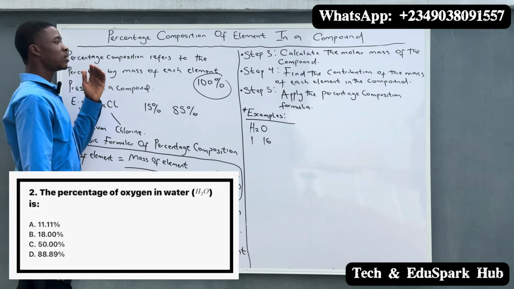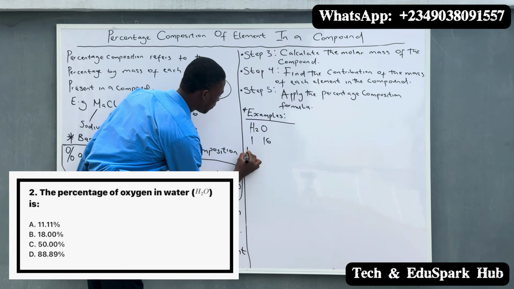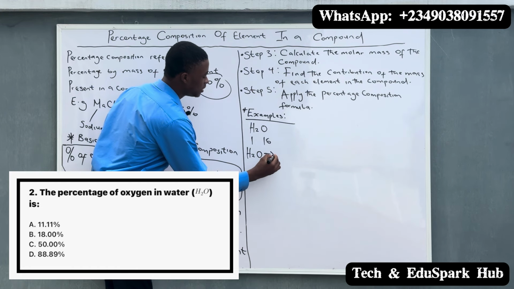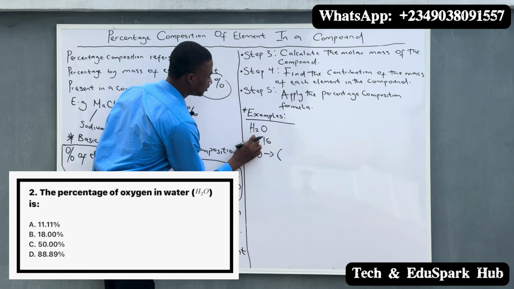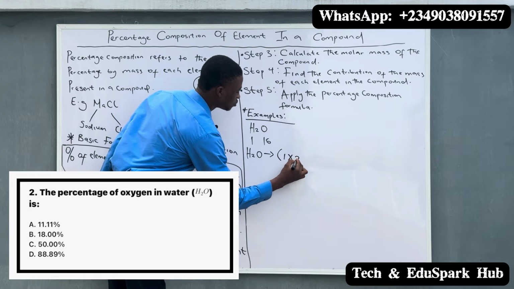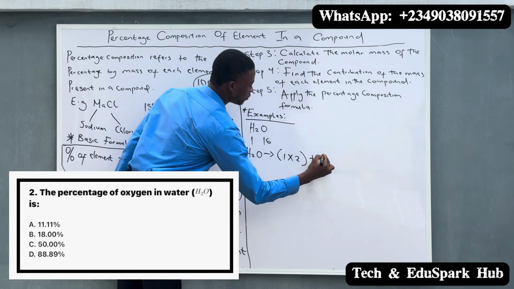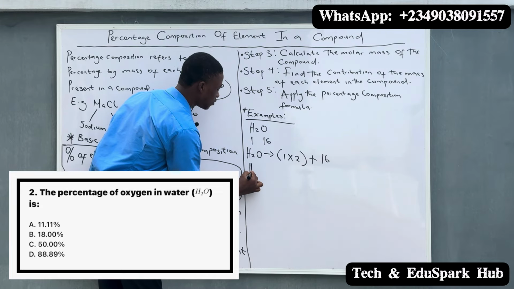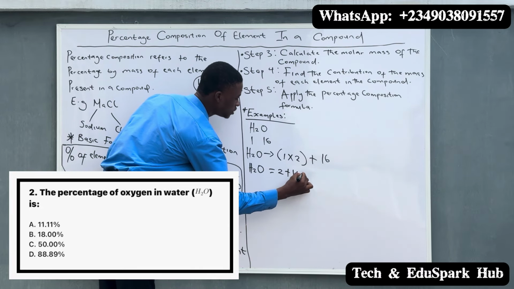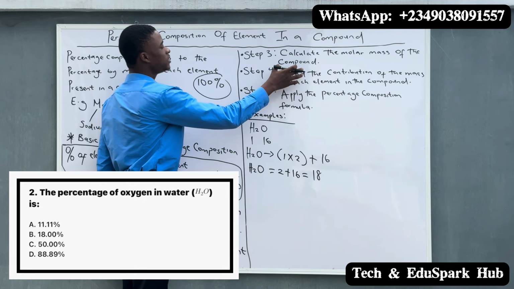Moving to the third step, we have to calculate the molar mass of the compound. To calculate the molar mass of H2O, we use the atomic masses. The atomic mass of hydrogen is 1, multiplied by its mass contribution, which is 2, plus the atomic mass of oxygen, which is 16. So the molar mass of H2O is 2 plus 16, which is 18. So the molar mass of the compound is 18, and we have completed the third step.